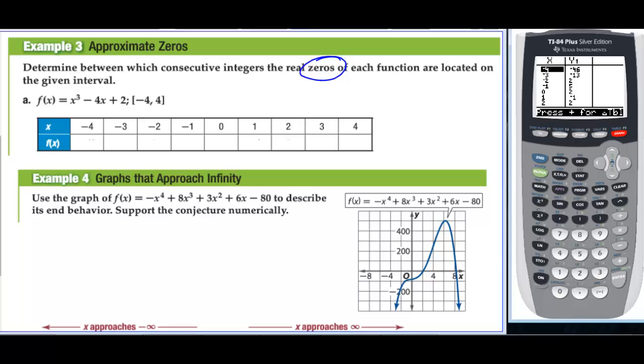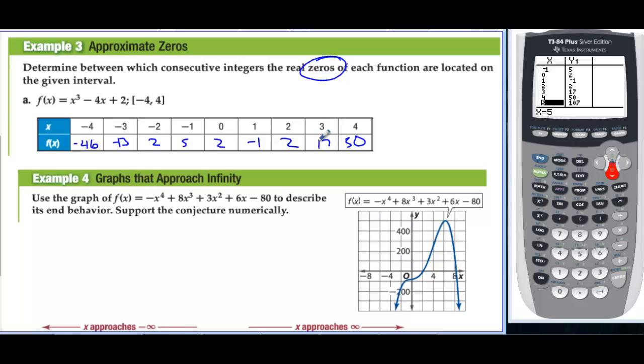Notice it starts at -4 and it increases by 1s. So now we can just fill it in. -46, -13, 2, 5, 2, -1, 2. And I just have to arrow down to get the couple that are left over here. 17, 50. Now, when you do this in your homework, you don't have to write out this chart. It's unnecessary. Just bring it up on the calculator and answer the question.